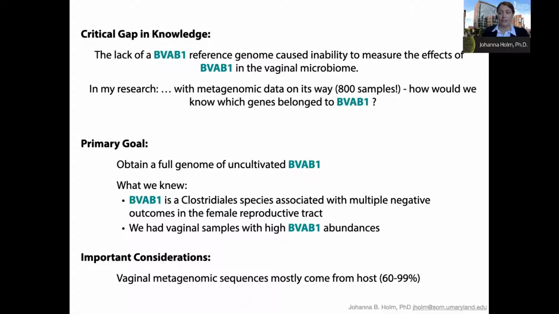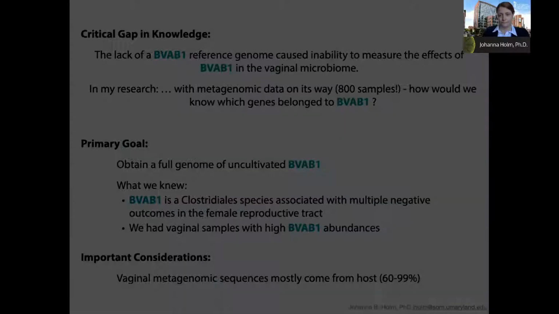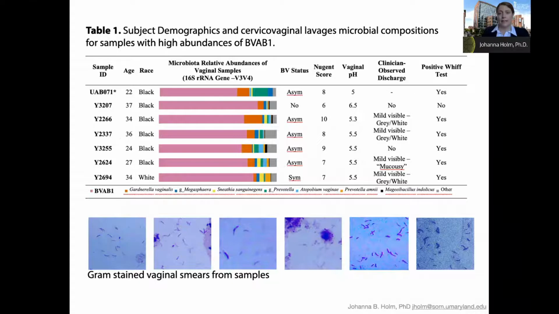We had limited knowledge from the short 16S ribosomal RNA sequence: that it belongs within the bacterial order Clostridiales and is abundant in some vaginal samples. There is the additional limitation that vaginal metagenomic sequence data, just like other host-associated metagenome data, is predominantly composed of host sequence data. So to begin this analysis, I chose vaginal samples from my study, as well as the Human Microbiome Project, which were dominated by BVAB1 according to 16S ribosomal RNA gene sequences.